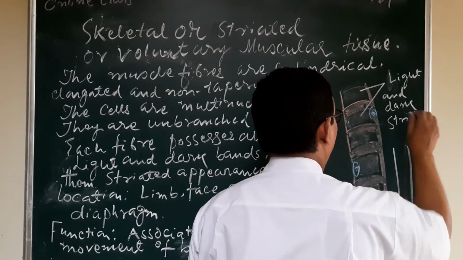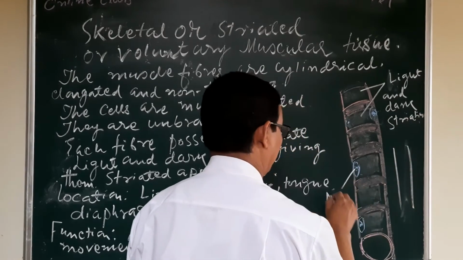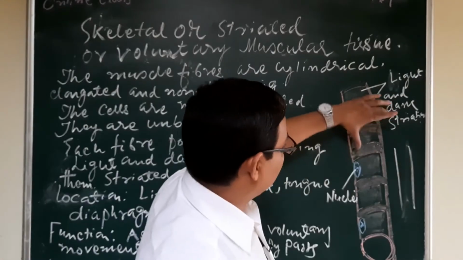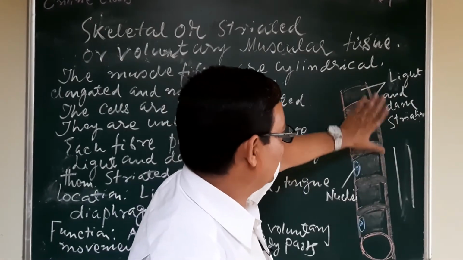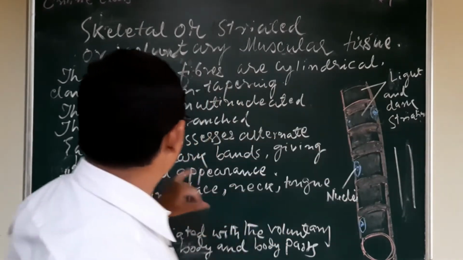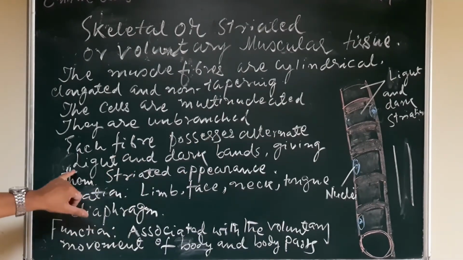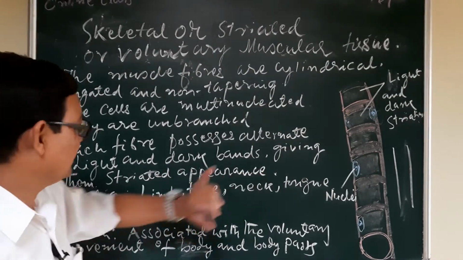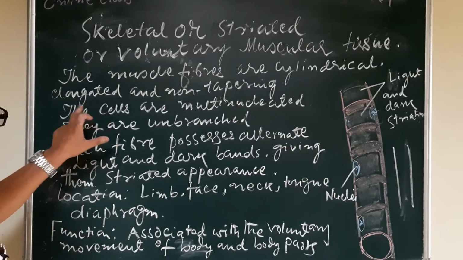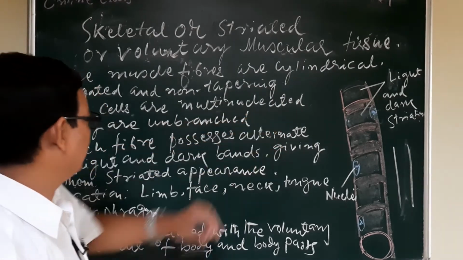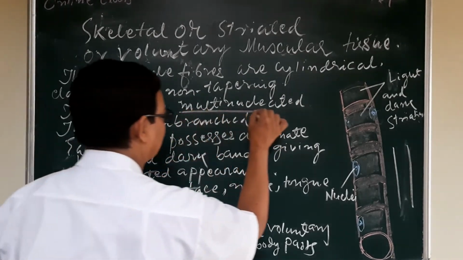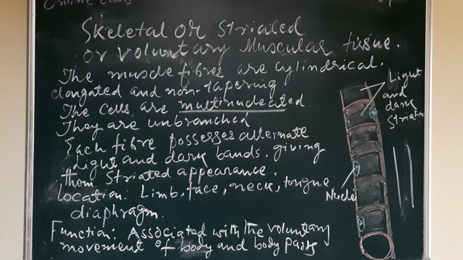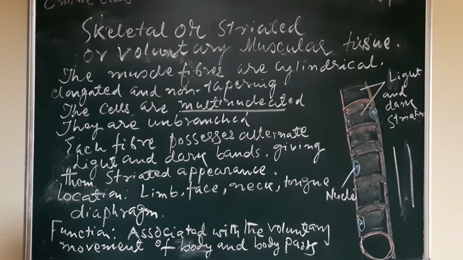You can see the nuclei here, that in a single cell there is more than one nucleus, 1, 2, 3, that is, the cell is multinucleated. Each fiber possesses alternate light and dark bands, giving a striated appearance, and the cells are multinucleated. This is the structure of the skeletal or striated muscular tissue.